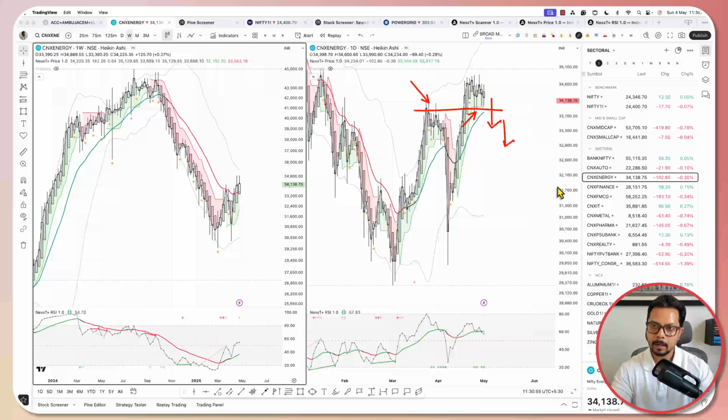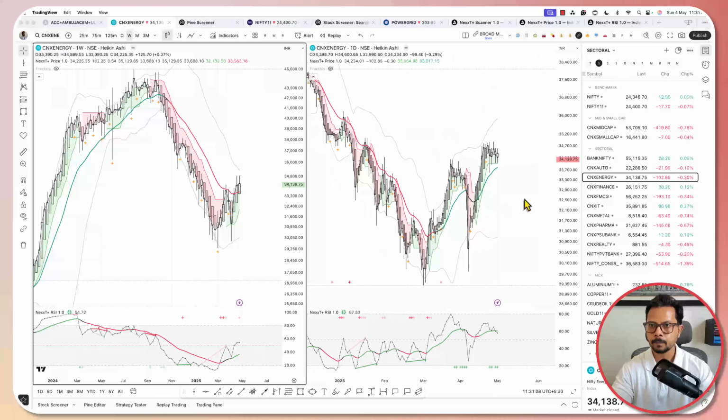So energy, banks, private banks, finance should be there in your watch list. If the market shows strength on the upside, where should I look to buy? That's the pack as of now.